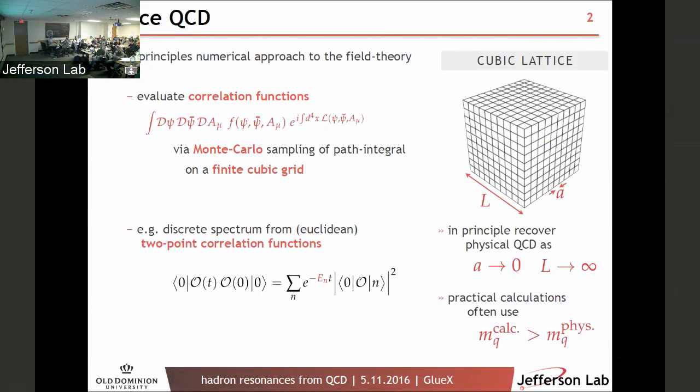In short, what lattice QCD does for us for the purposes of this talk is it allows us to get access to this discrete spectrum of eigenstates of QCD in a finite box. And the question is, is that an interesting thing to know? What does that tell you about?